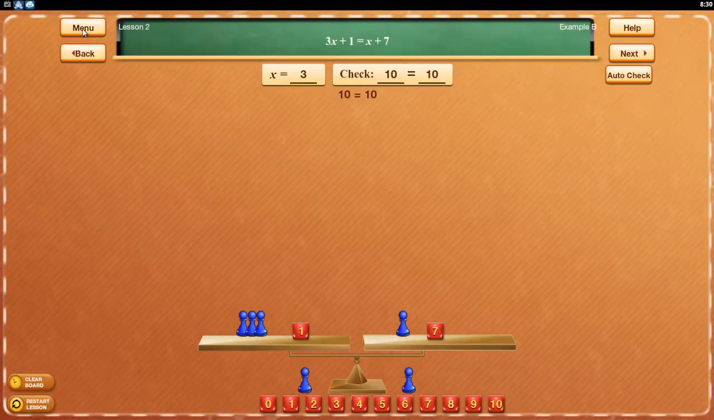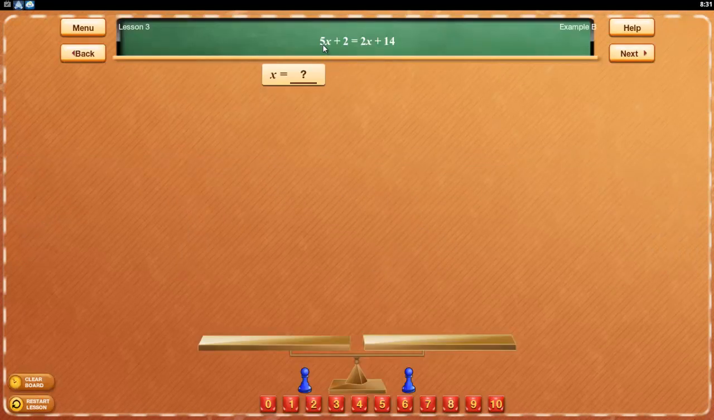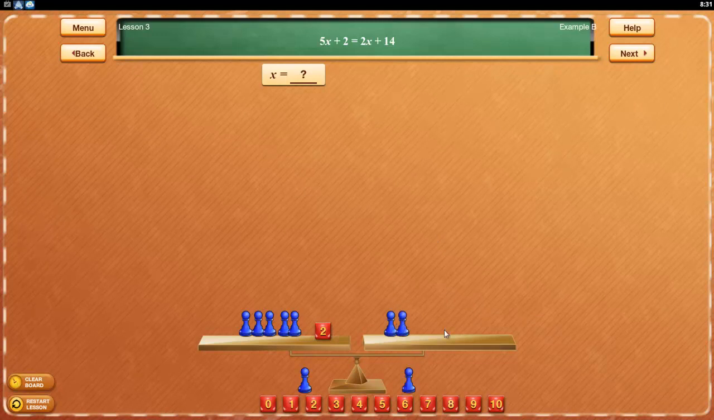Let's go back now and start lesson 3, which is the most advanced one from the light version, where you actually have the value to physically remove pawns to balance the equation. So let's start it. We have 5x plus 2 equals 2x plus 14. So first what we have to do is create the equation. We have 1, 2, 3, 4, 5x. On the left side, we're going to add the 2 value. On the right side, we have 2 x's and the value 14, so 10 plus 4. That's it. This is our equation.